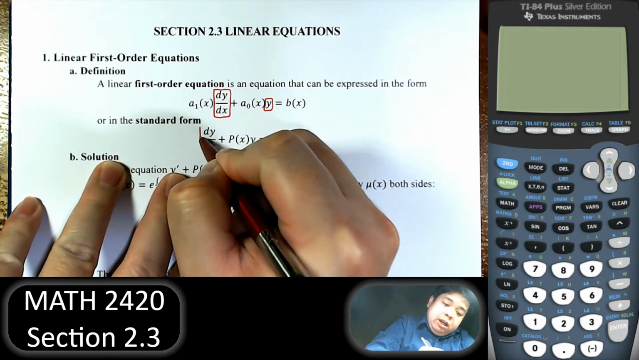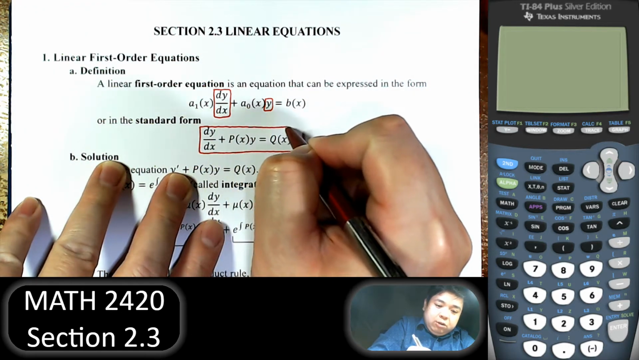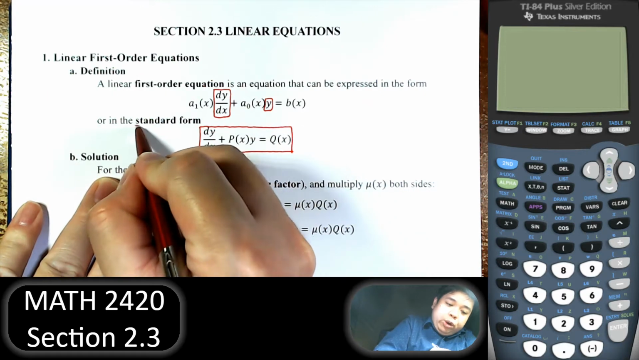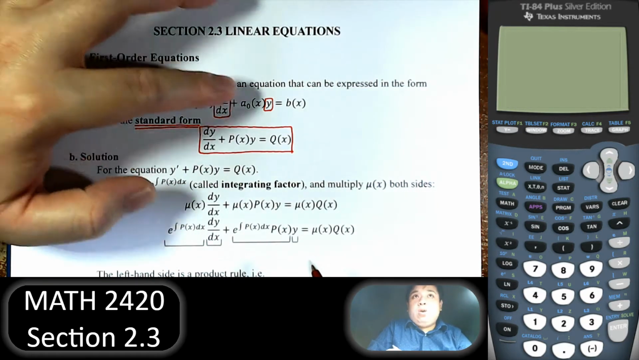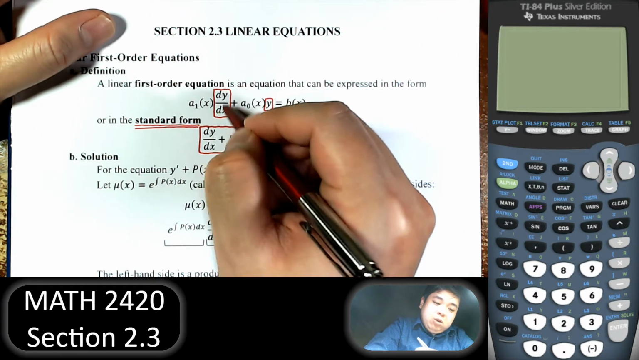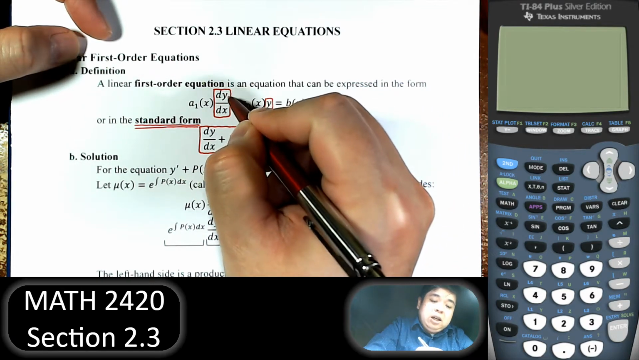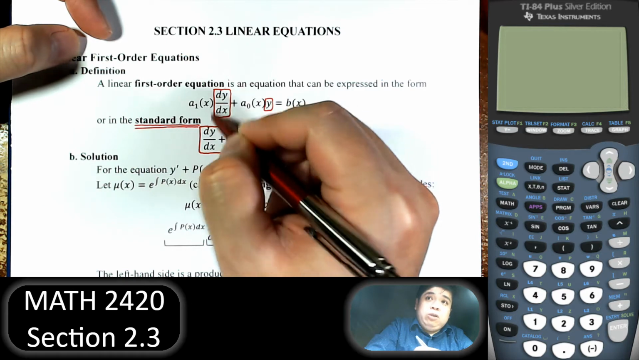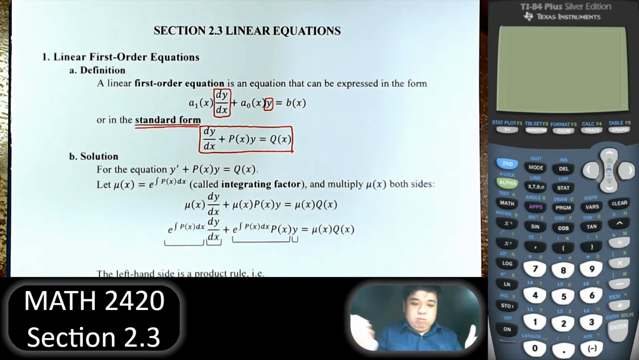Now, the solution will be given according to the standard form, so it is important that we know the standard form of the linear first order equation. It is first order because we have the first derivative. It is linear because there's no square here. We just have y and the derivative of y, and that's it. No y squared, no square root of y, no sine of y, nothing like that. Right, so the solution will be in this form.